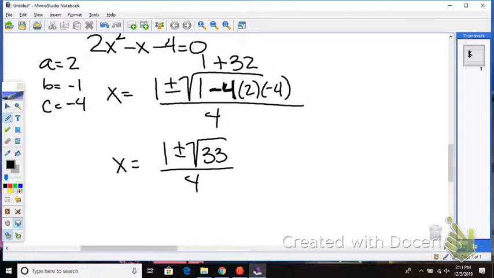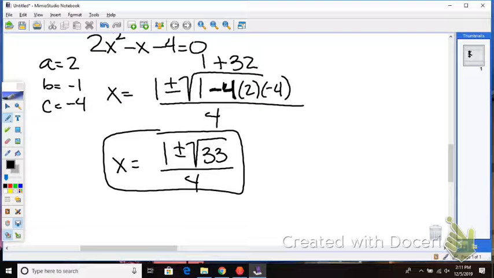We actually like these problems because if you get here and you can't take anything out of the square root, you're done. This is actually your answer. This is how it will look in your book for the answer. This is how we're going to leave it as an answer for now. Good enough?